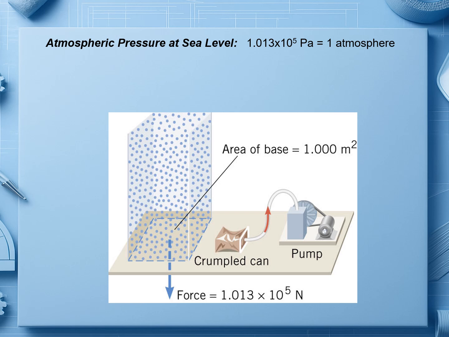At sea level, the atmospheric pressure is approximately 1.013 times 10 raised to 5 Pascal, which we define as 1 atm. This sets a reference point for measuring other pressures.